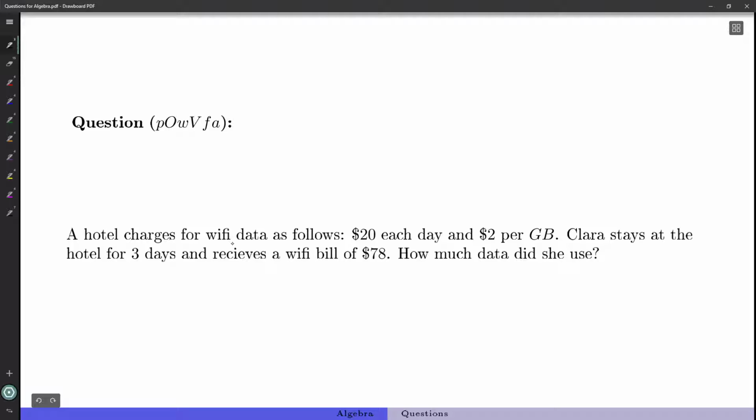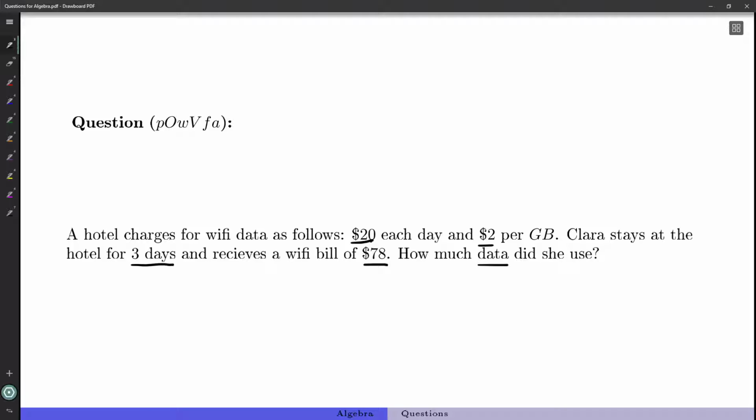A hotel charges for Wi-Fi data as follows. So it's $20 a day, just as a nice flat fee, and then $2 per every gigabyte, I assume, used of the Wi-Fi data. Clara stays at the hotel for 3 days and receives a Wi-Fi bill of $78. How much data did she use?